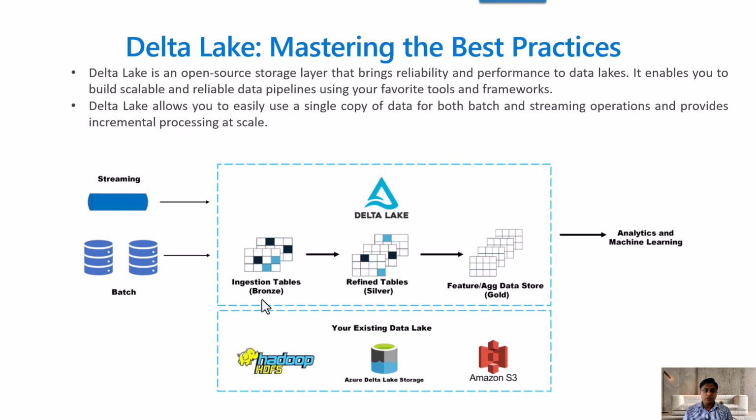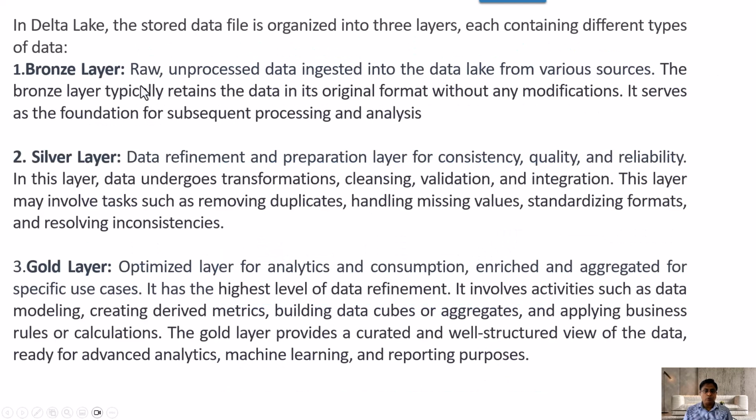There are three zones: bronze, silver and gold, and let's deep dive into why they are being used and what their purpose is. In the bronze zone you push the raw, unprocessed data, which is directly ingested from the different sources. It is the data in its original format without any modification, and this zone serves as the first step or foundation for the subsequent processing.